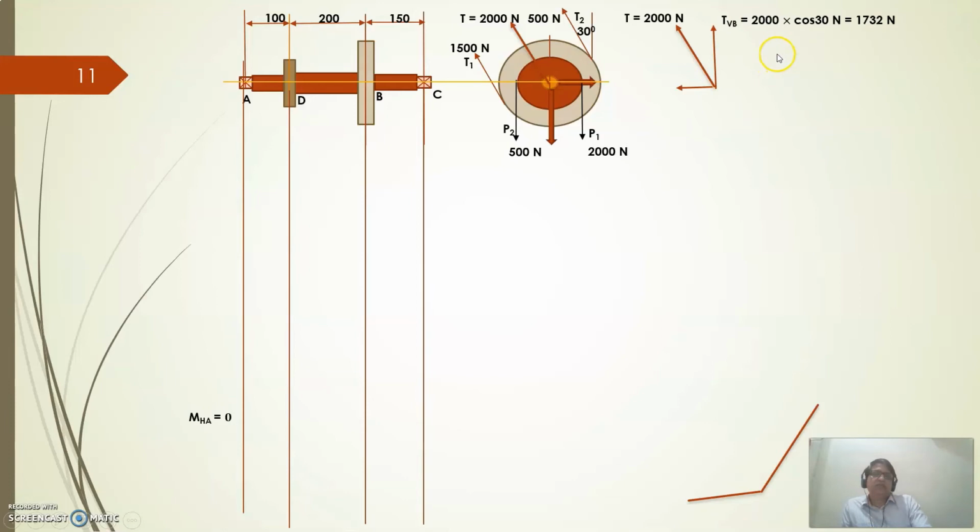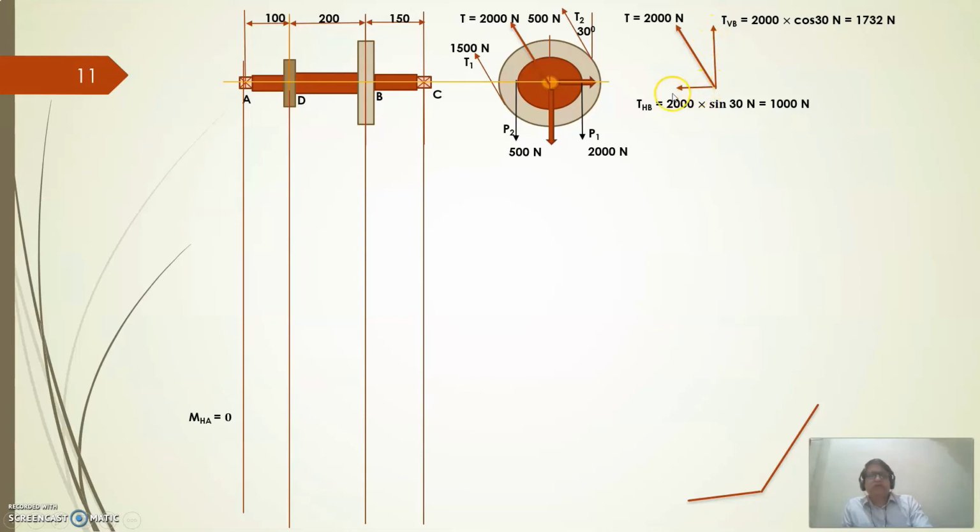You can have TVB, that is the vertical component. TVB is equal to 2000 into cos 30, which is 1732, and the horizontal component THB is 2000 into sine 30. Sine 30 is half, so you will get 1000 newtons. So this is the horizontal component and the vertical component. This is the way we have to do it.